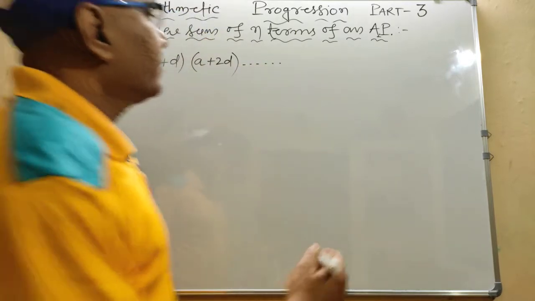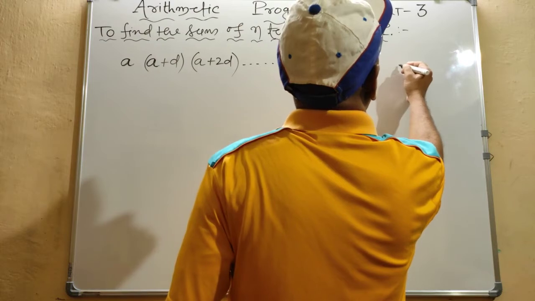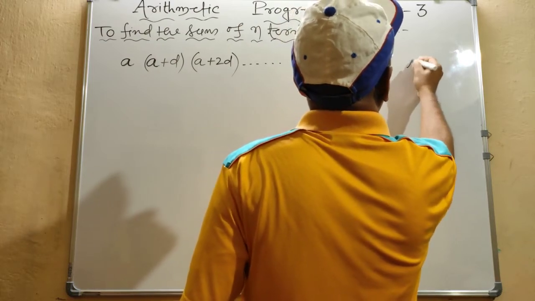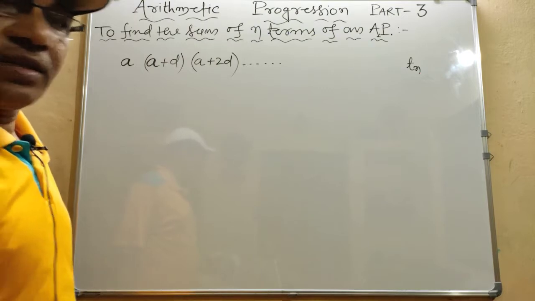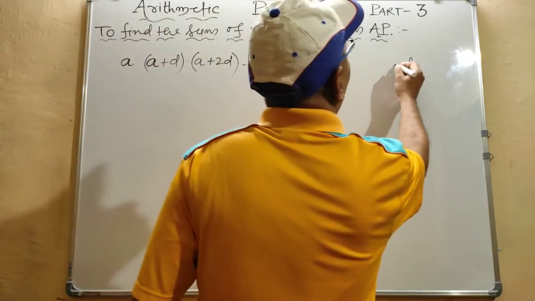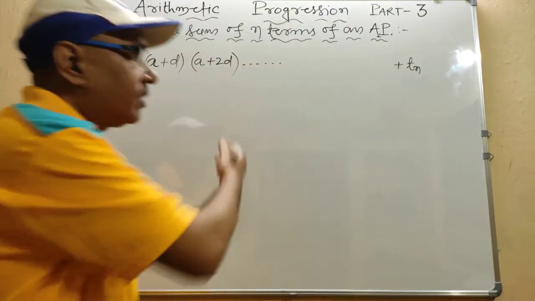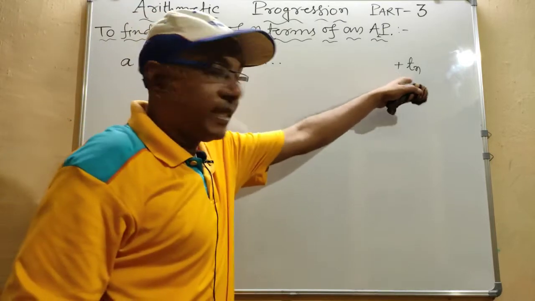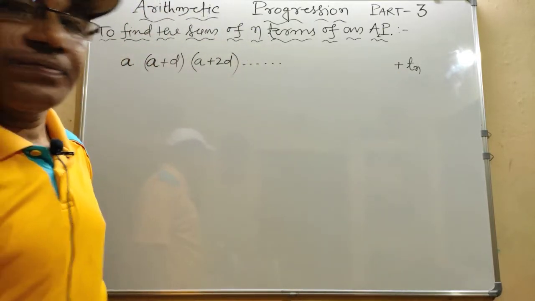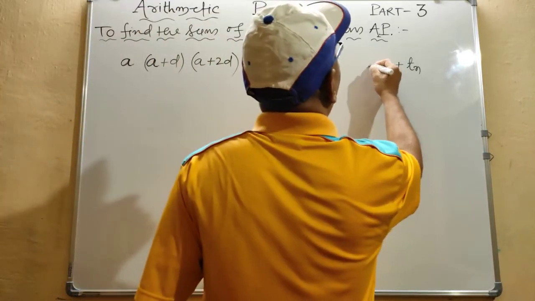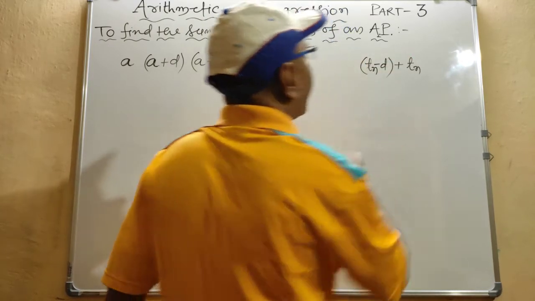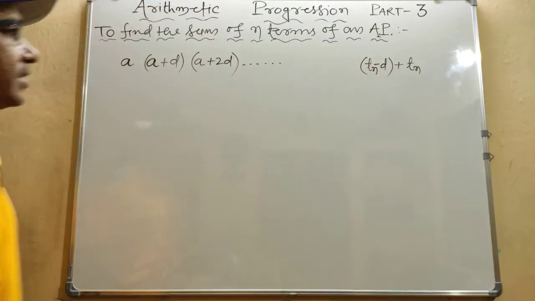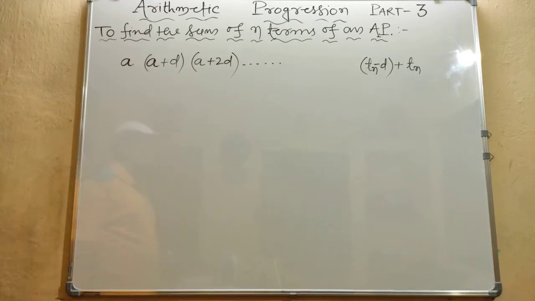What will be the nth term? Let us denote the nth term by Tn. Suppose this is your nth term. What will be the term before this Tn? The term before Tn will be Tn minus d.